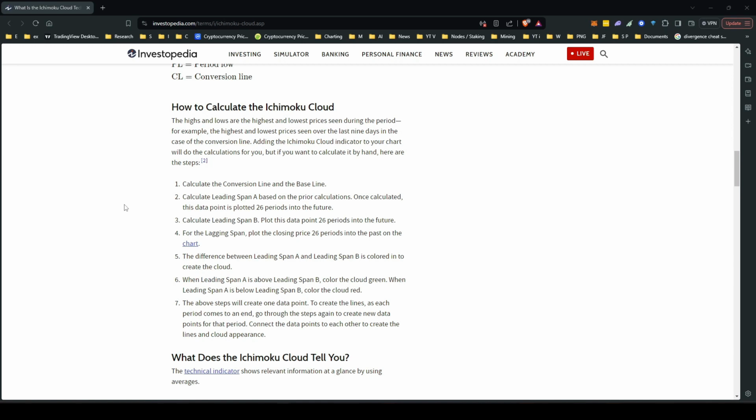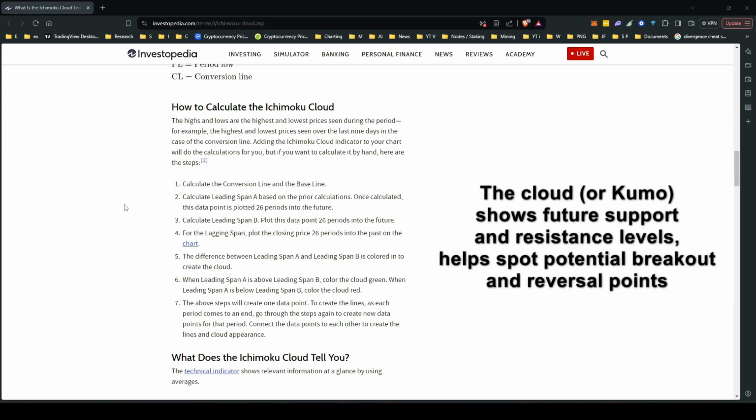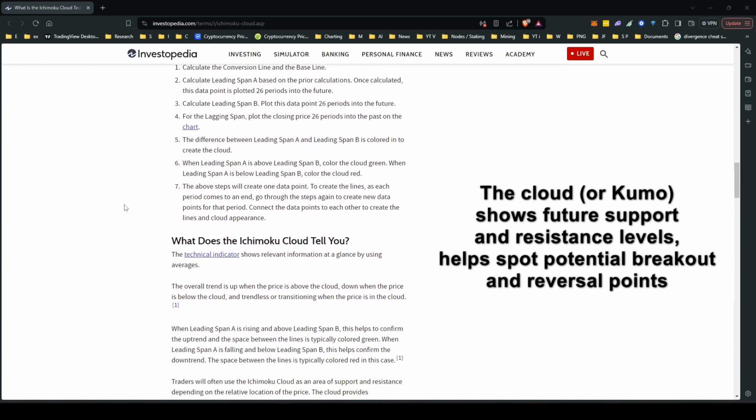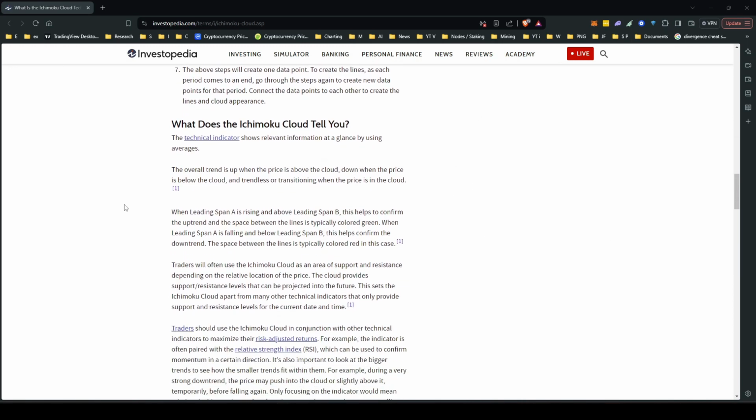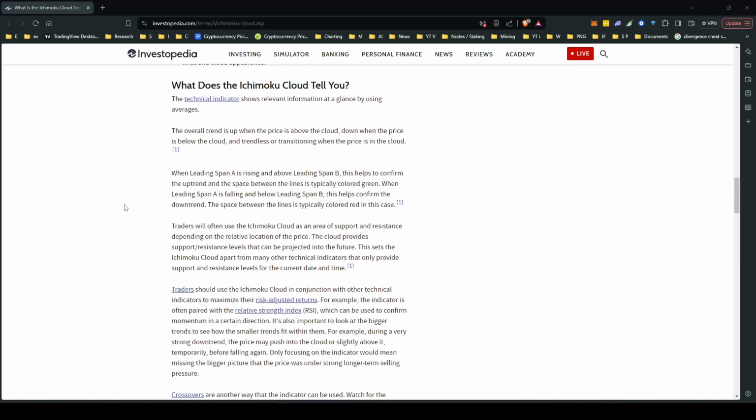The main purpose of Ichimoku Cloud is to show you the trend. The cloud, also known as Kumo, shows future support and resistance levels. And by doing so, it helps the traders spot potential breakouts and reversal points. Signals that it provides: when the price is above the cloud, it indicates an uptrend. When the price is below the cloud, it suggests a downtrend.